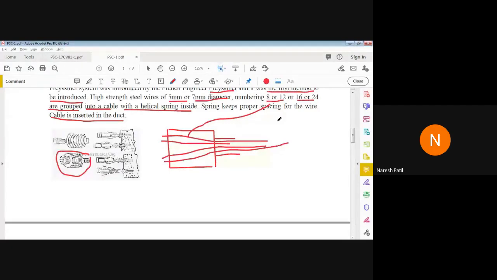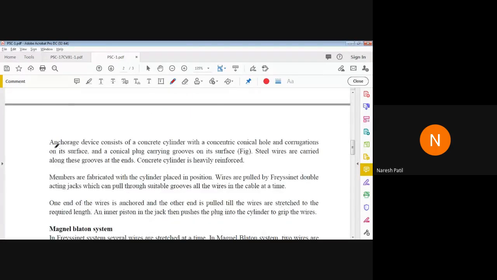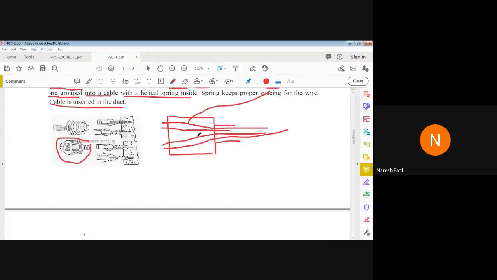Are you getting it? Then these wires will be inserted into this conical shaped element. Okay, this will be inserted here. You can see. Then how that will be locked inside, I'll explain here. Then the anchorage device. What is the anchorage device again? To anchor the cable into the concrete cylinder. The anchorage device consists of a concrete cylinder with a concentric conical hole. So you can see, it's a conical hole, the shape of the hole is like this.